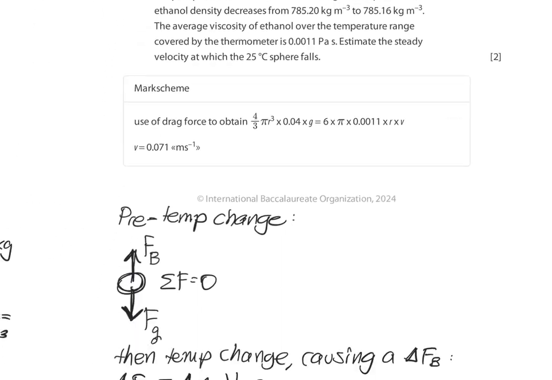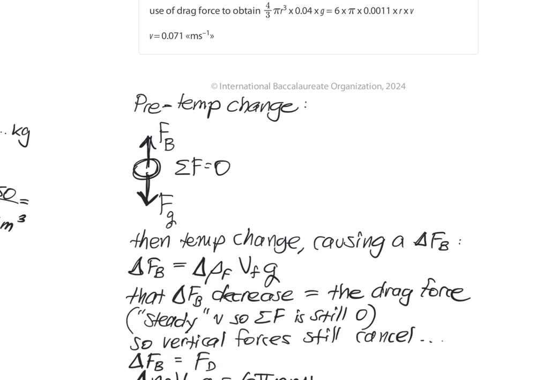Before the temperature change, you had weight going down, of course, and you had buoyant force going up, and it was in equilibrium. It wasn't moving. There was no drag force. There's no mention of drag force. Then there was a temperature change causing a change in the buoyant force because there was a change in the density of the fluid, the density of the ethanol. The volume of the displaced fluid stays the same because the volume of the glass sphere stays the same. So that doesn't change, and g doesn't change. But since there was a change in the density of the ethanol, there's a change in the buoyant force.